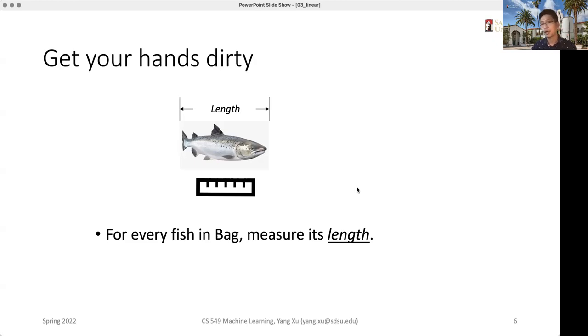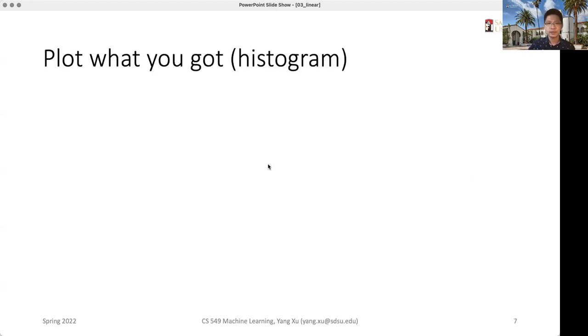After we have done that, well, it's a lot of work, right? After that is done, we can plot all the length measurements that we have got into a histogram. A histogram is a plot that shows the distribution of your target quantity.